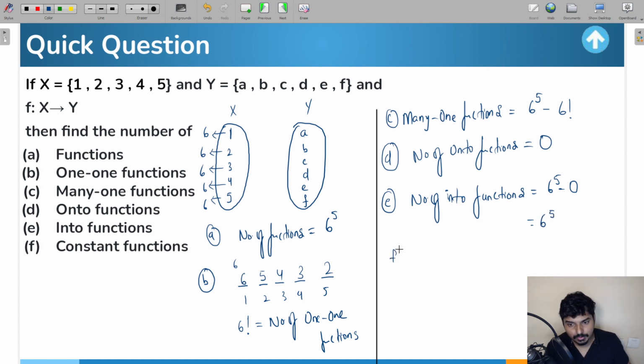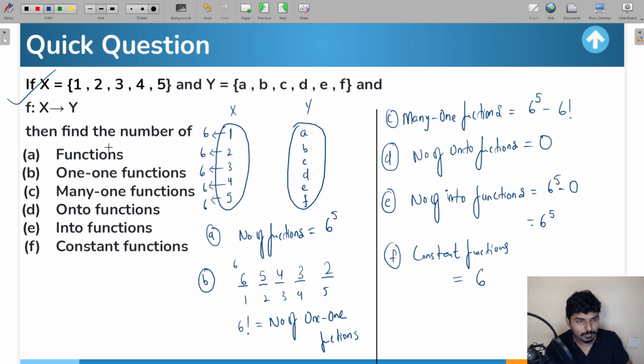And finally, you have the constant functions, guys. If you want to calculate the total number of constant functions, I told you that whatever the number of elements in the second set, that will be the total number of constant functions. You can see 1, 2, 3, 4, 5, 6. There are 6 elements in the second set. So the number of constant functions is also going to be 6, and that is going to be the answer.